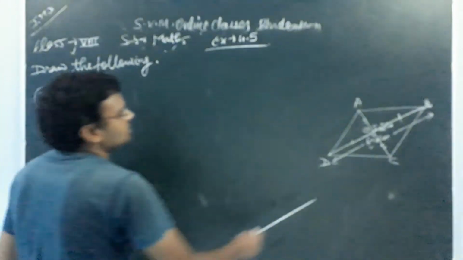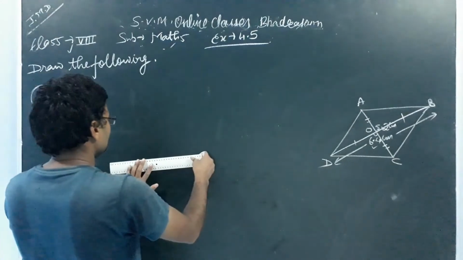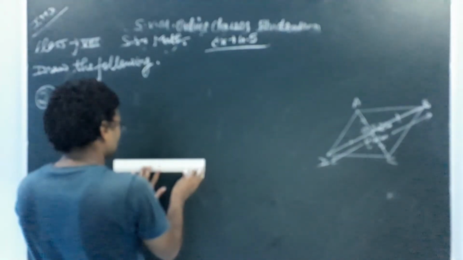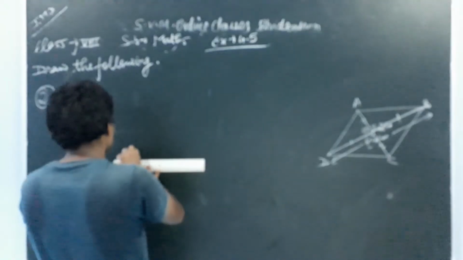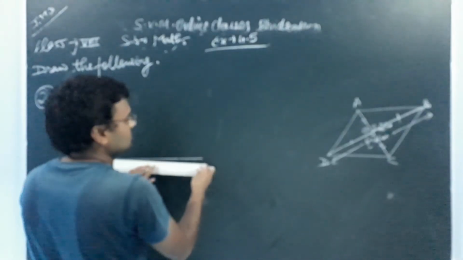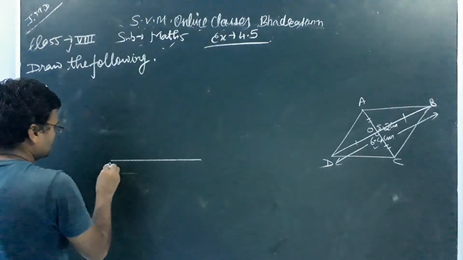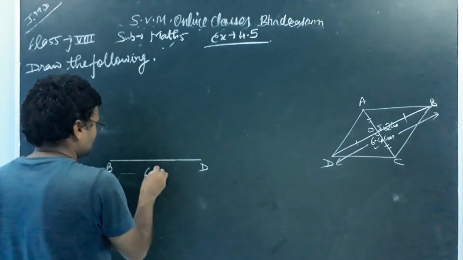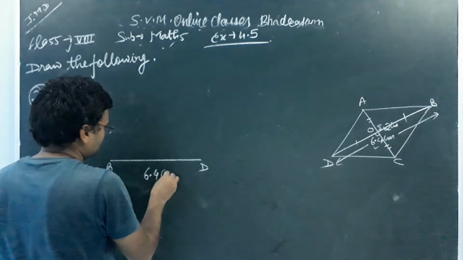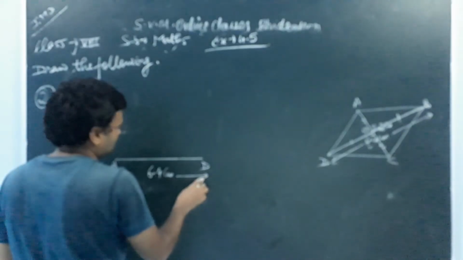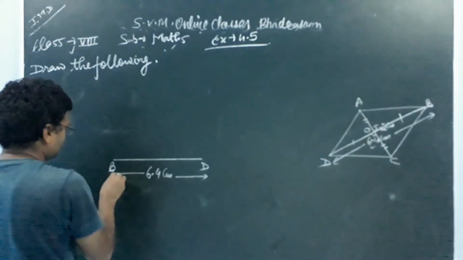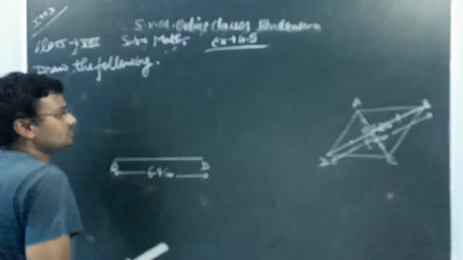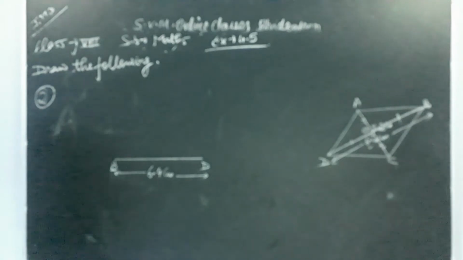Okay, so what we will do is we will first draw what? First we will draw this diagonal which is BD, and its length is 6.4 centimeter. Now we will bisect this diagonal.